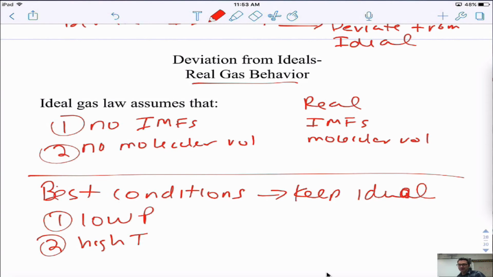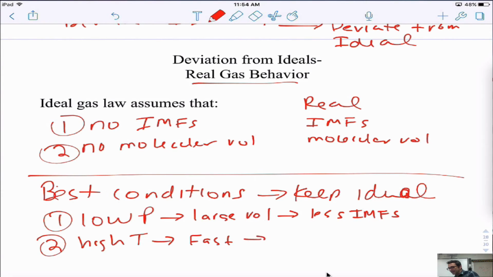Now, why does this matter? Why is this true? Well, if you have low pressure, that means that you have a large volume. And that means that you would have less intermolecular forces. The gases would be far apart, and their molecular volume would be less important. And with high temperature, the gas particles move fast, and here again, we can overcome IMFs. For intermolecular forces to work, you need to have the particles close together and moving slowly. That's how they'll stick together. If they're moving fast and they're far apart, those IMFs become less and less important.